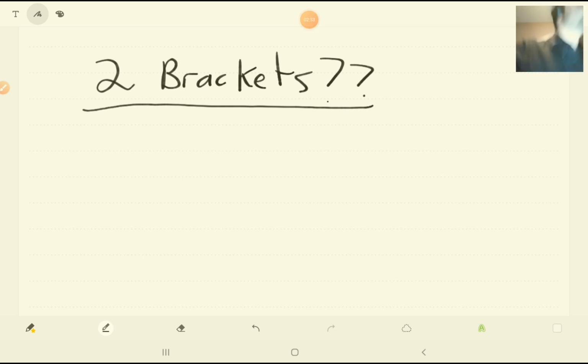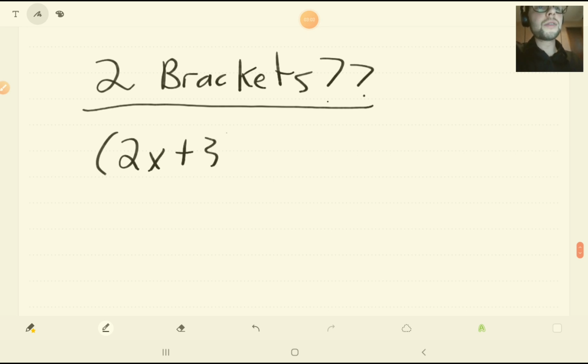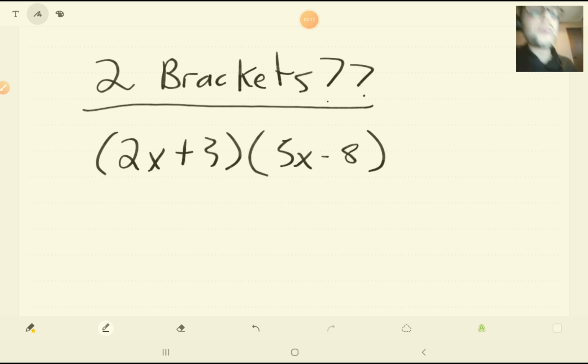Now, what if there are 2 sets of brackets and we don't see any numbers outside the bracket? What do we do then to remove the brackets? So an example of this would be bracket 2x plus 3, and then bracket 5x minus 8. Now when things are beside each other in math, we know that it means that it's this whole bracket multiplied by this whole bracket.